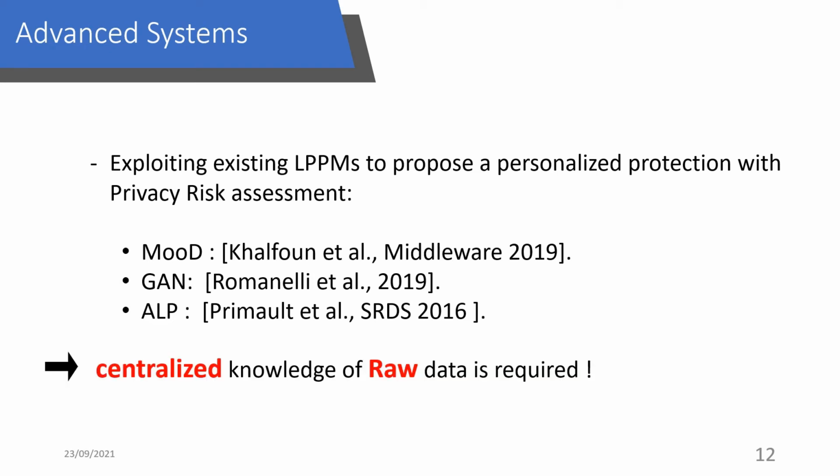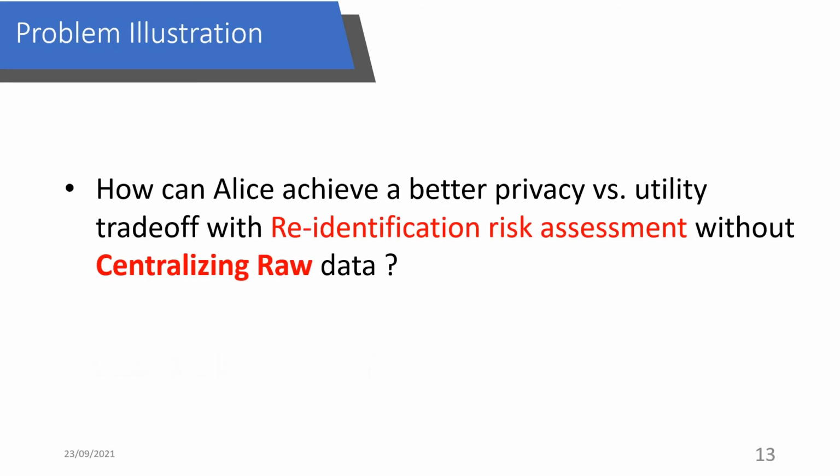The downside of these systems is that they require a centralized knowledge of raw mobility data, which is still a single point of failure. So, the question that we are trying to handle is, how can Alice achieve a better privacy utility trade-off with privacy risk assessment without centralizing raw data?